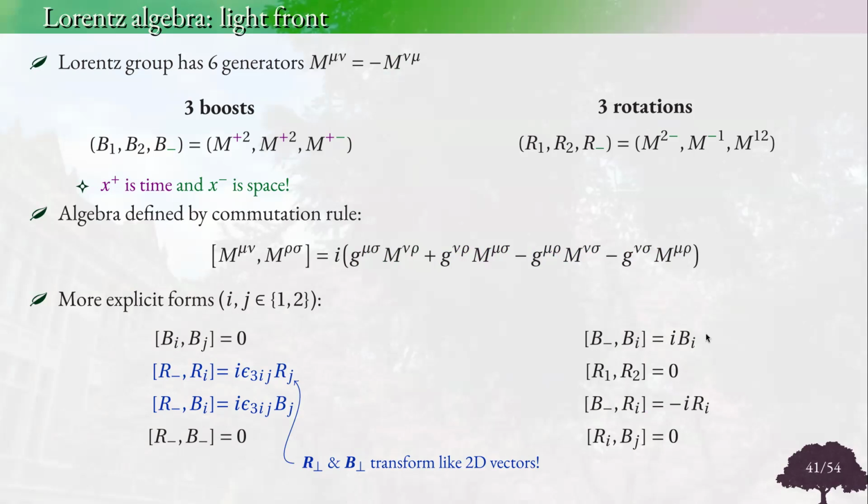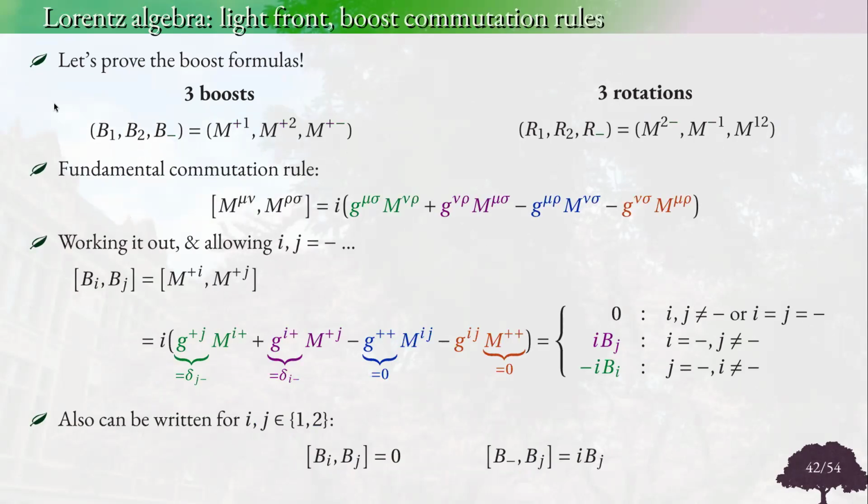We also have our boost along the minus direction, or the z direction, does not commute with our transverse boosts or our rotations. There are also kind of weird transverse light front rotations, but they do commute with transverse boosts and they commute with each other. That they commute with each other is actually pretty weird. So let's prove the boost formulas at least. Bi and Bj commuting is something we saw previously when we used conceptual arguments to define them.